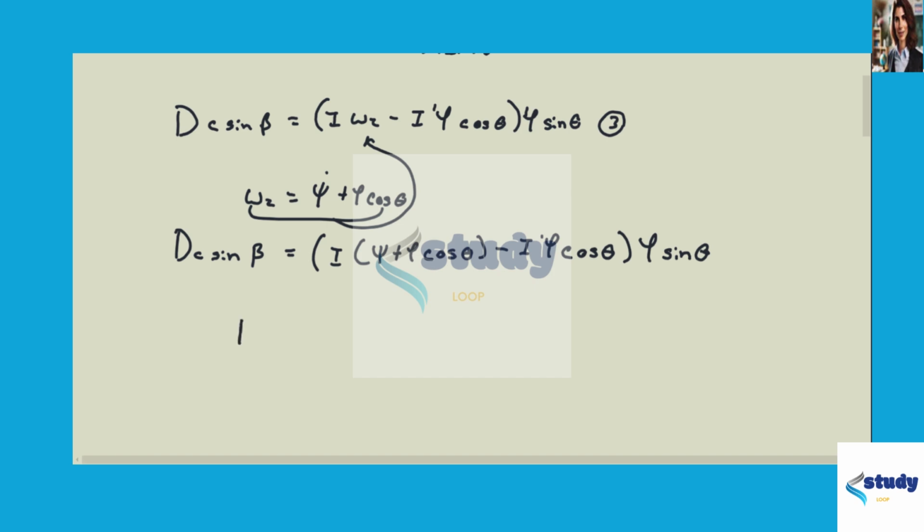And let's simplify this. So we have D C equals I phi plus I for the inertia phi squared cosine theta minus I phi cosine theta.